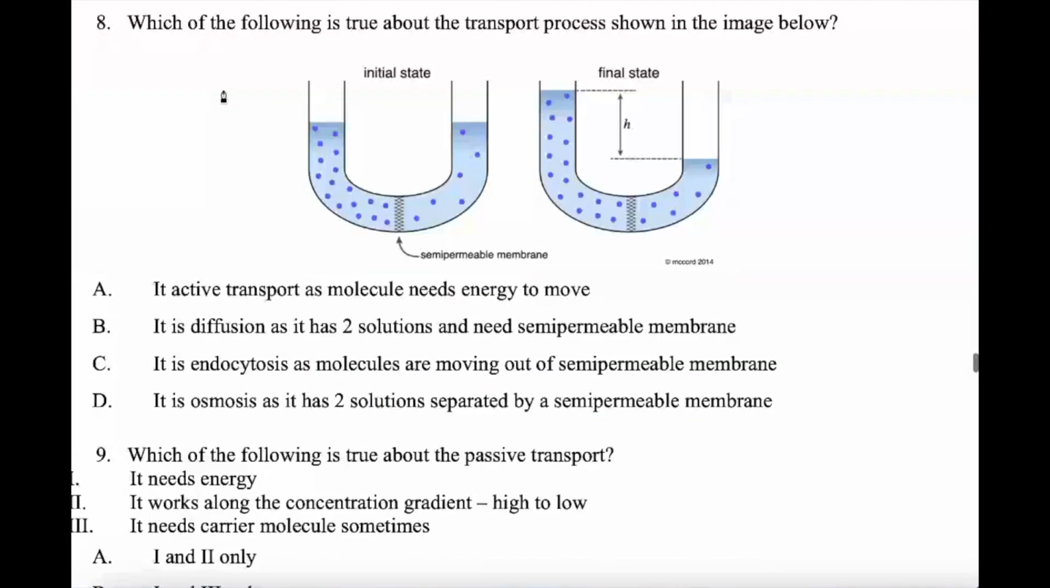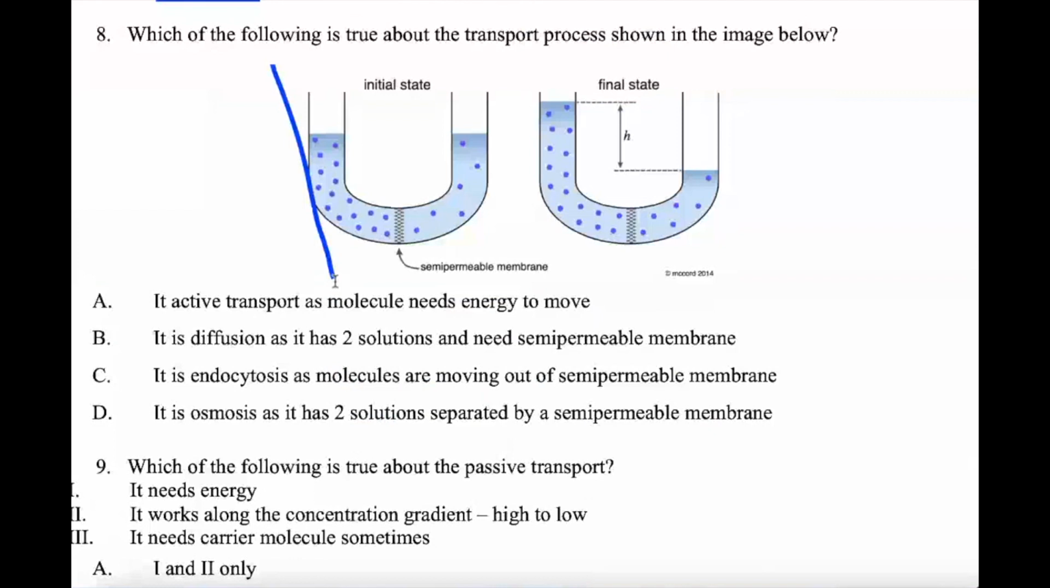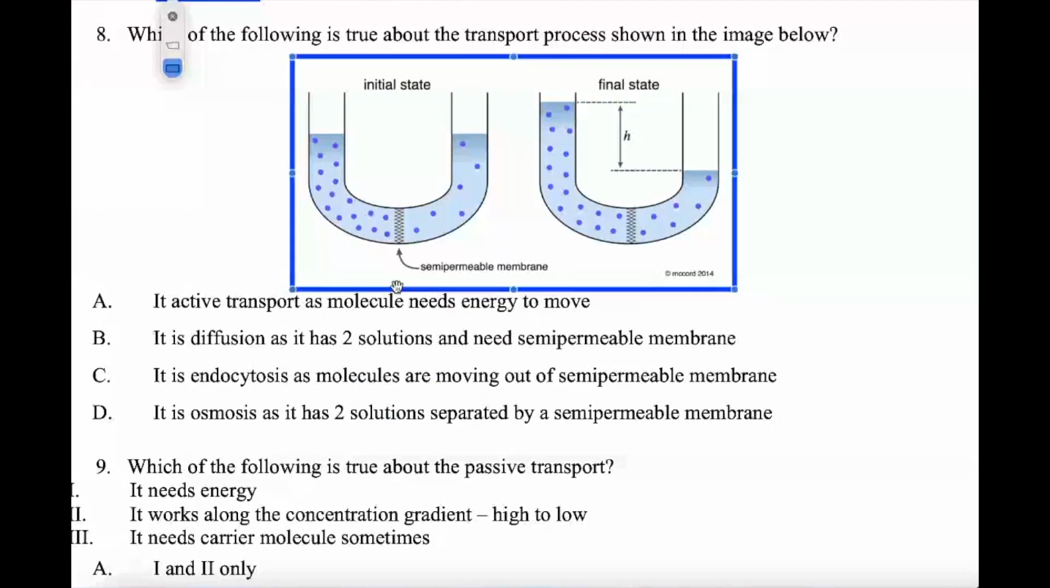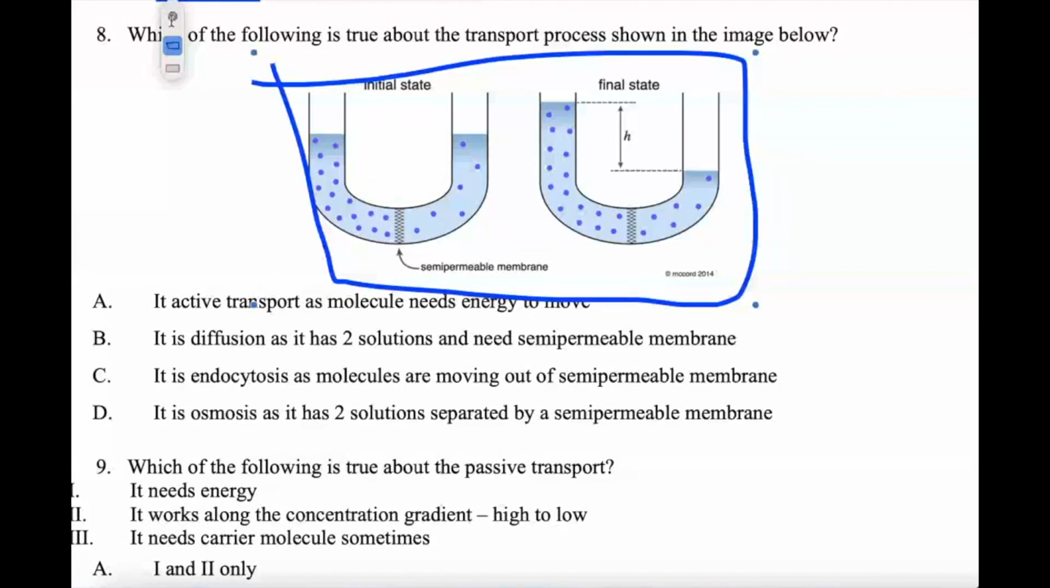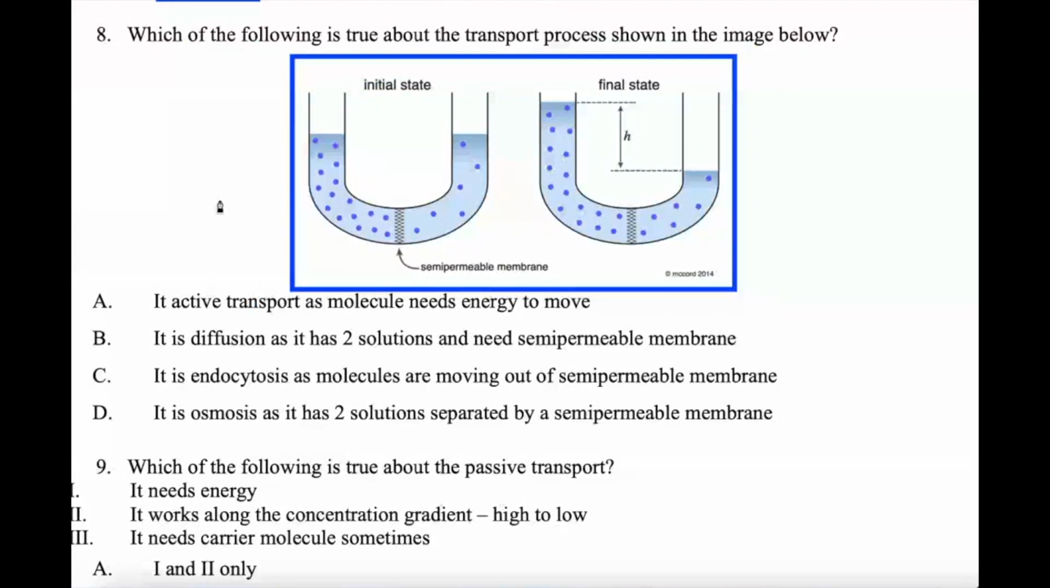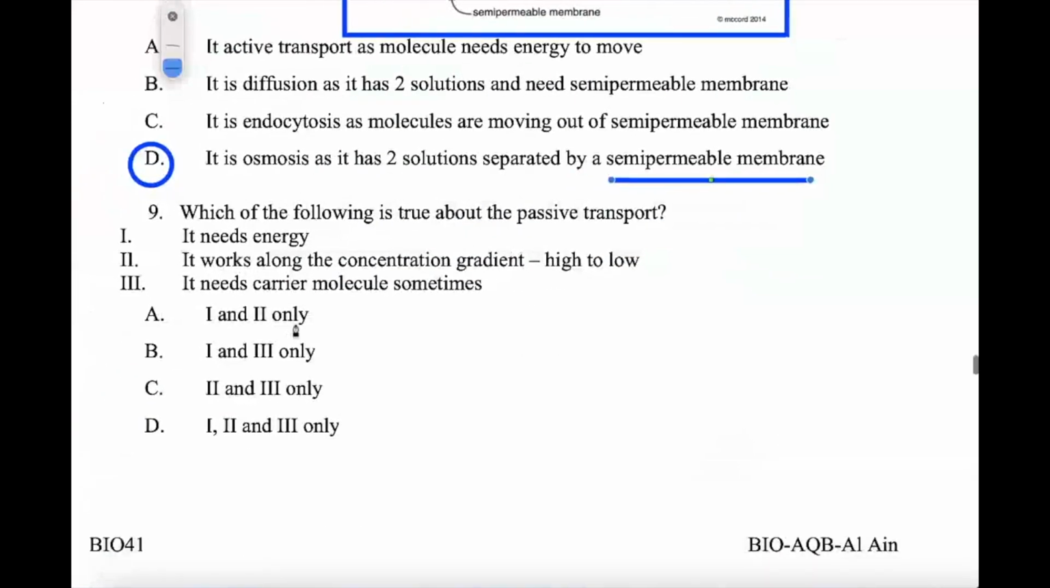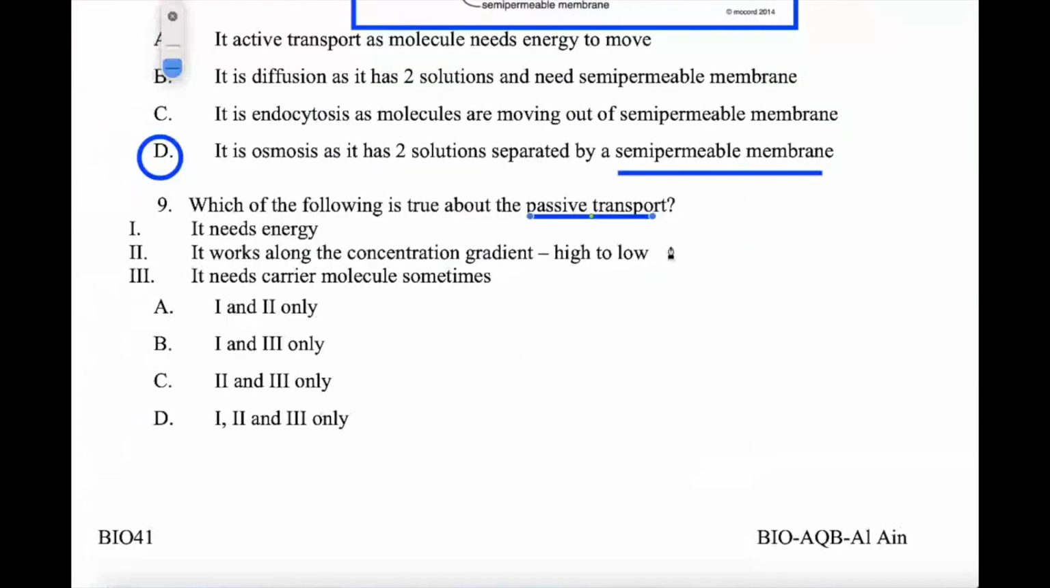What is shown by this picture, boys? Which type of movement? Osmosis. Very good. Osmosis, because it has two solutions separated by a semi-permeable membrane. Very good. Which of the following is true for passive transport?